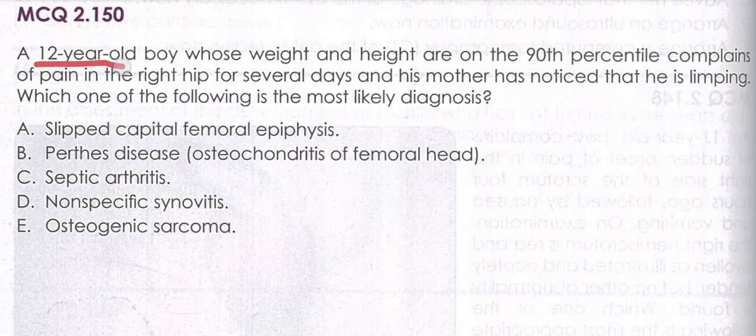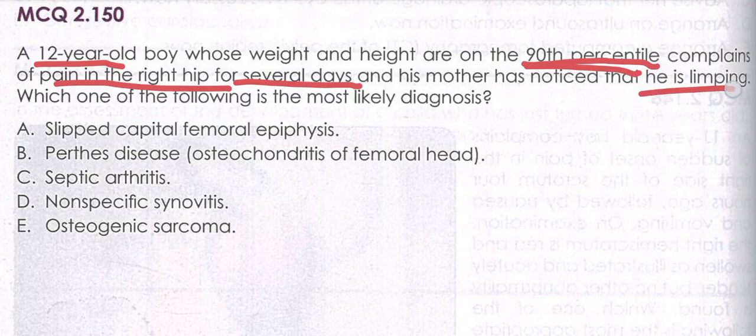This 12 years old boy whose weight and height are 90th percentile, it means he is obese, complains of pain in the right hip for several days, and his mother has noticed that he is limping. Now if you memorize the previous things, definitely you will give the correct answer out of these options. Which one of the following is the most likely diagnosis? I know you all know which one will be the correct answer.